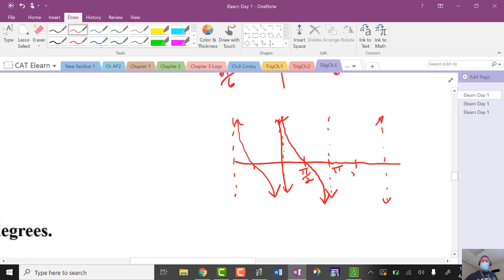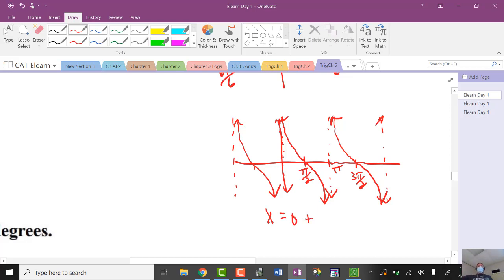And then this actually technically was 3 pi over 2. And then it decreased. This went on forever. And what else went on forever were the asymptotes. So the first asymptote was located at x equals 0.